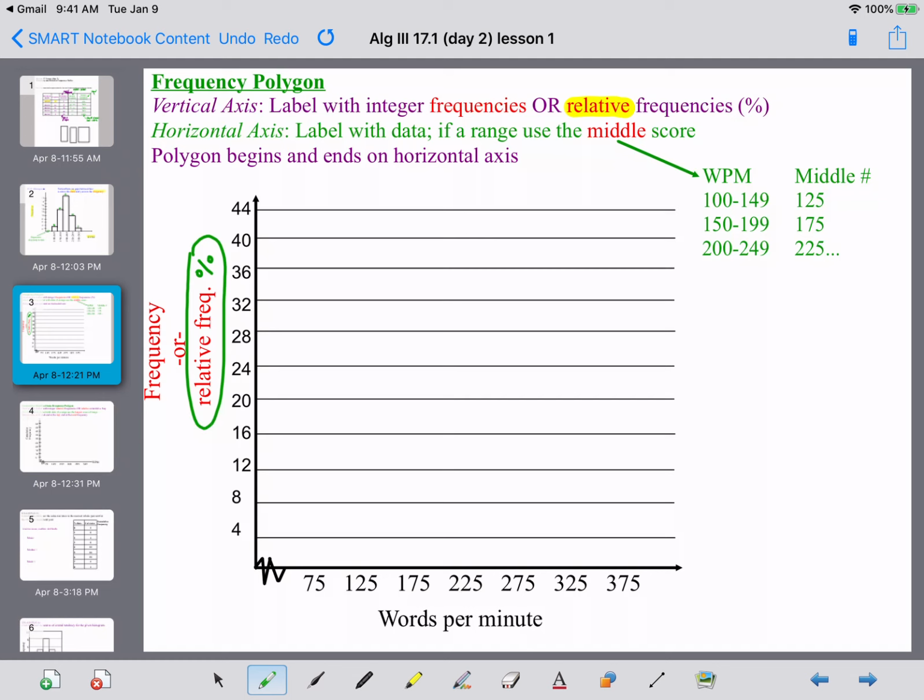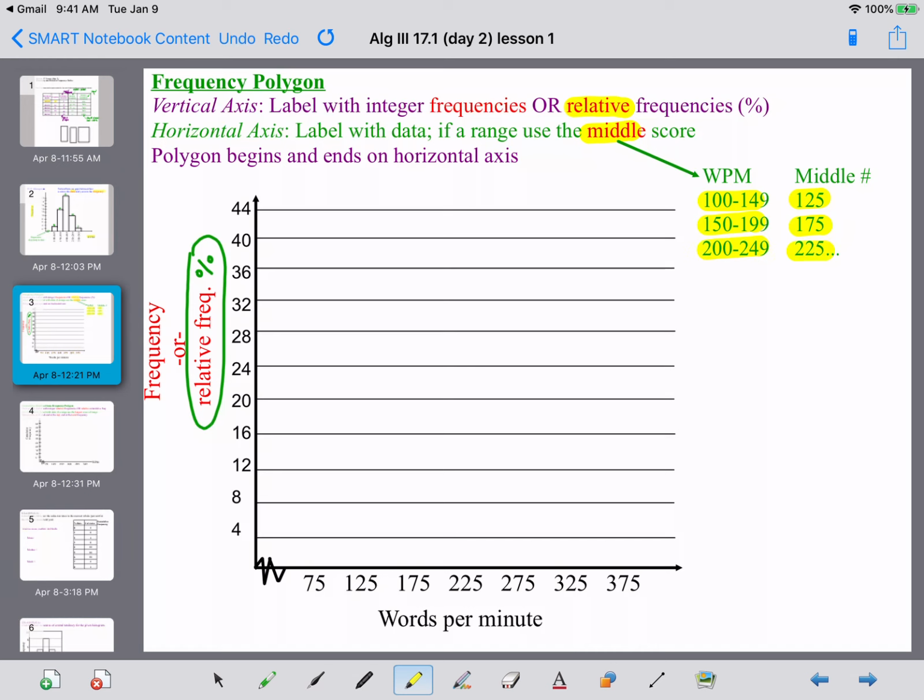All right, the horizontal axis is still going to be labeled with your data. And if it's a range, you always use the middle score. So for example, between 100 and 149, the middle number we're going to use is 125. And then for 150 to 199, we're going to use 175. For 200 to 249, we'll use 225, and so on. So notice that these are listed down here on the horizontal axis.